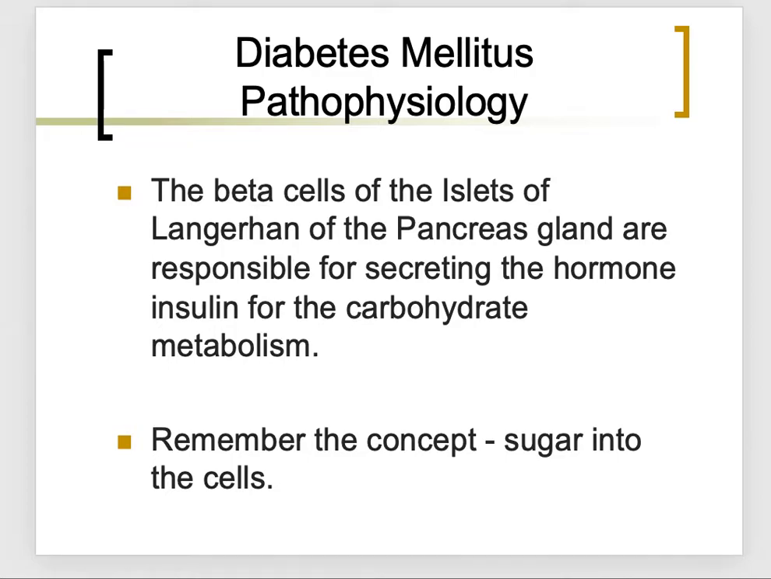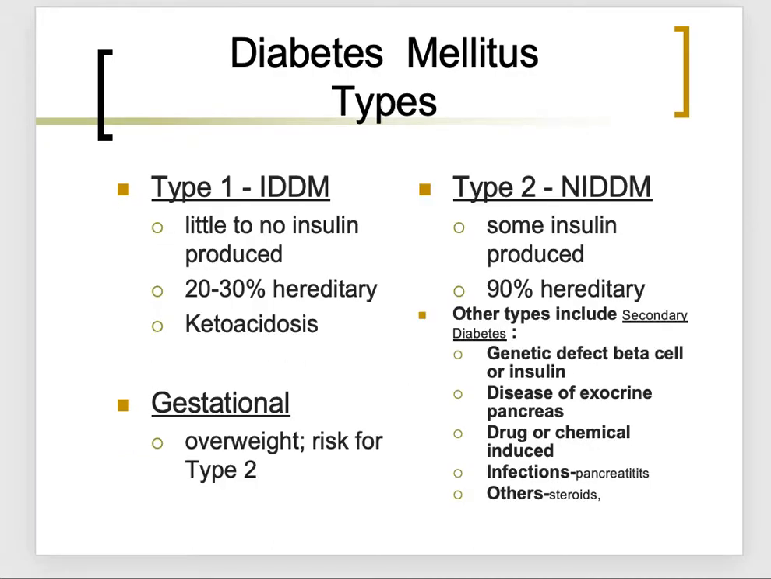So the beta cells of the islets of Langerhans are located in the pancreas gland, and they are really the core element responsible for secreting insulin, right? Insulin is a hormone that's required to metabolize carbohydrates. What I want you to remember as we go through these slides is the concept of how we get the sugar into the cells, right? That's what we're looking at, and that hormone, insulin, is unlocking that cell to let that sugar go in. But what we see with diabetes mellitus is, remember, the etiology is what's going to give us the name.